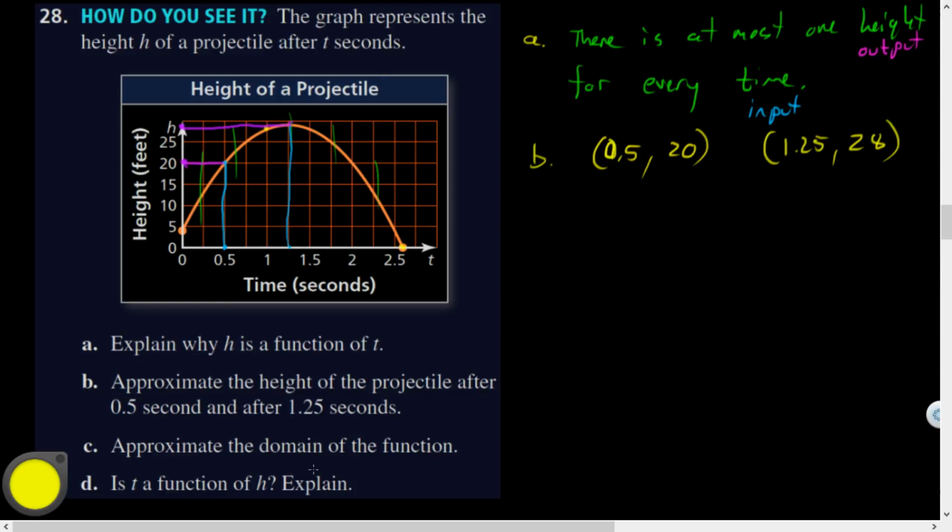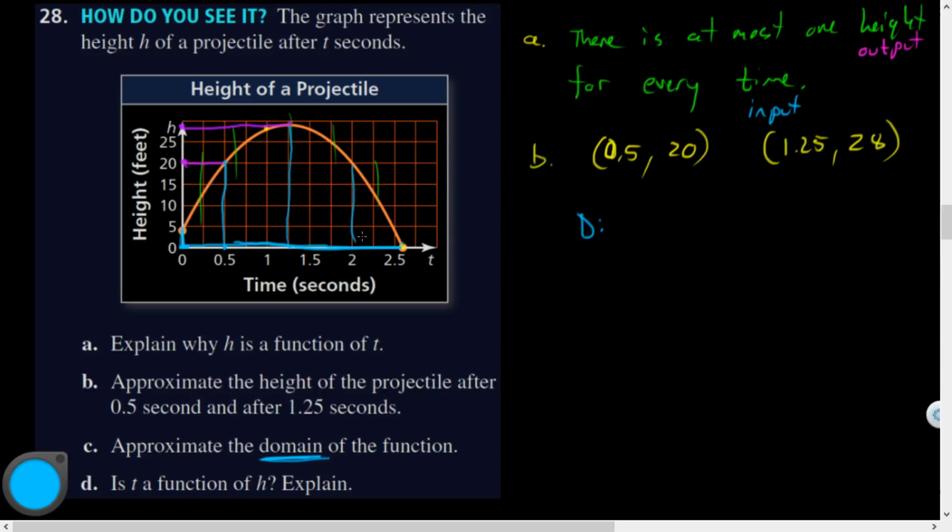Approximate the domain of the function. What is domain? We got a lot of vocabulary yesterday. Right, domain are the x values, the possible inputs. And if I was to smush this down and smush this down and smush this down, it looks like the possible x values are everything between, let's see, the domain is everything between 0 and 2.5, or 2.6 we'll call it.